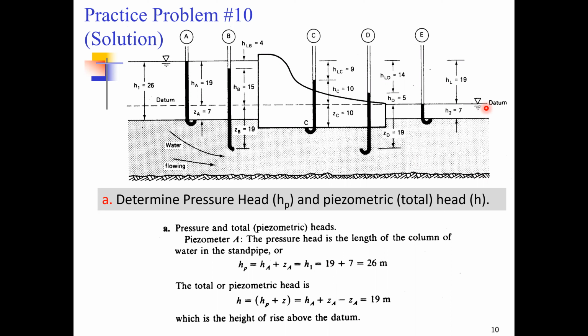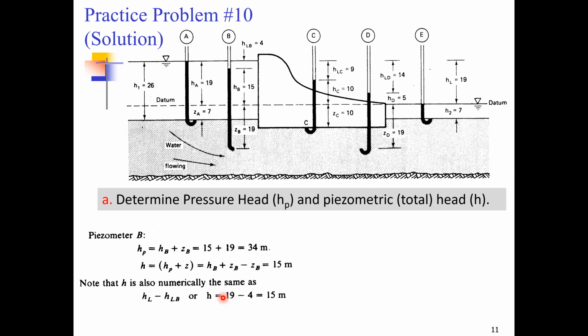So in order to determine the total or piezometric head, all you have to see is the height of water above the datum. As is clear from this figure, the height of water from the datum is 19 meters. So that will be our total or piezometric head. In the same way, if we want to determine the pressure head and the piezometric head at point B, we can follow a similar approach.